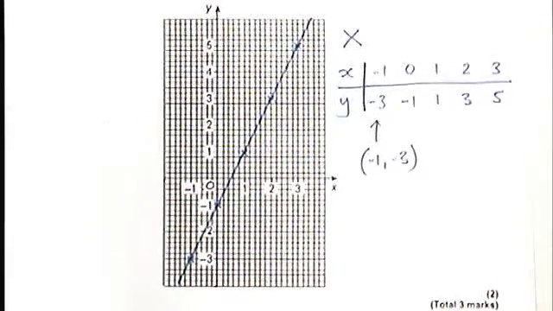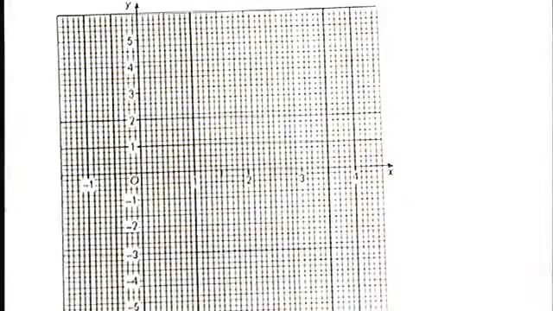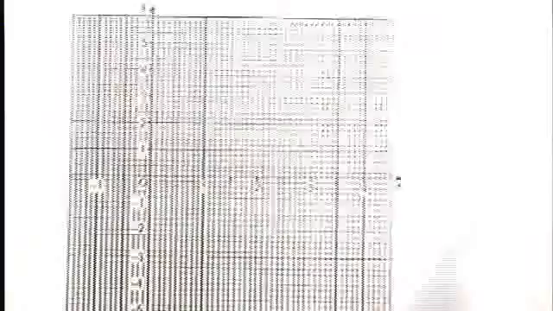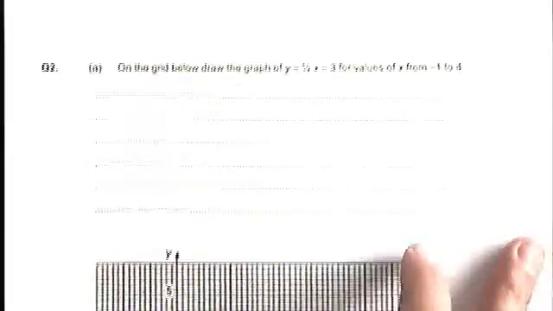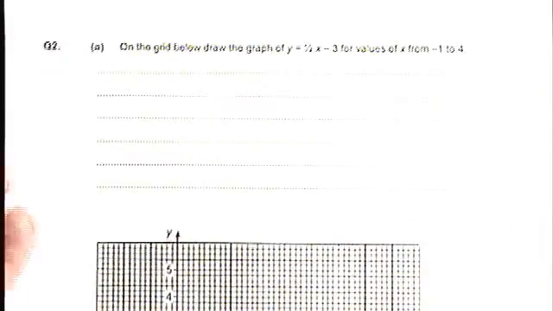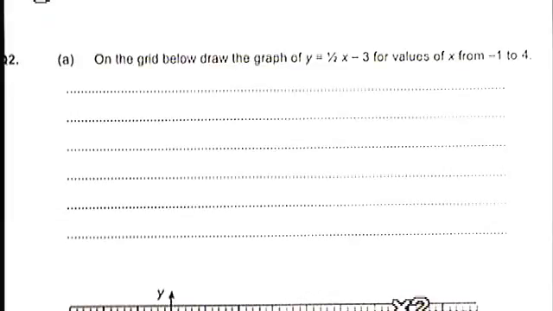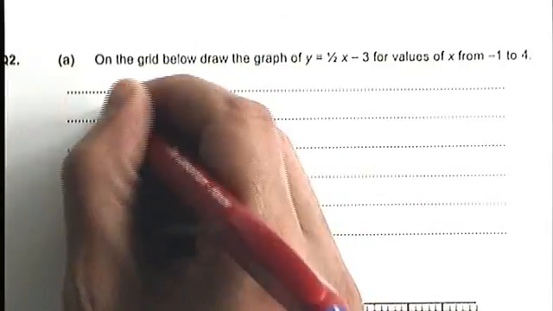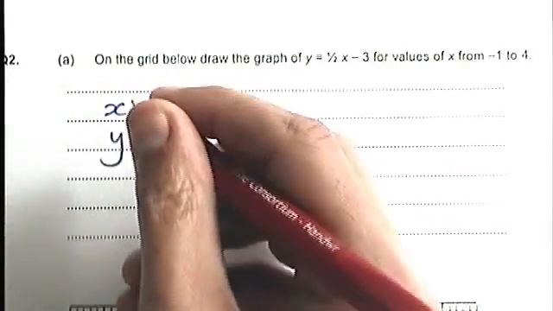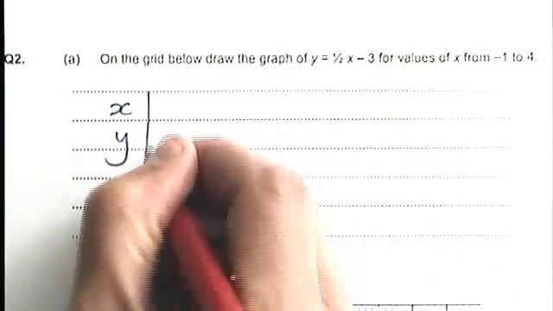Okay, that should be fairly straightforward. Now the next question is a little bit more tricky, because the next question is asking us just to draw the graph y equals half x minus 3. It doesn't give us a table of values. Well, guess what? You're going to use a table of values. There is another way to do it, but we're going to stick to using a table of values in this case.